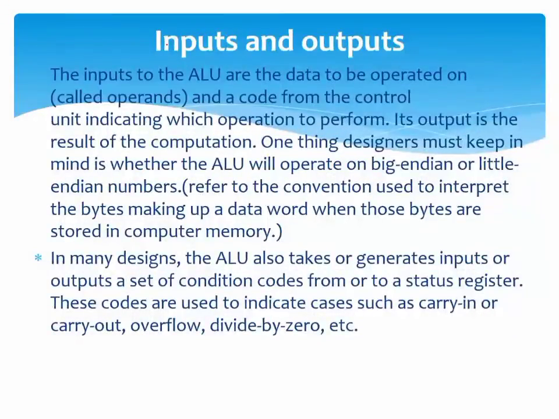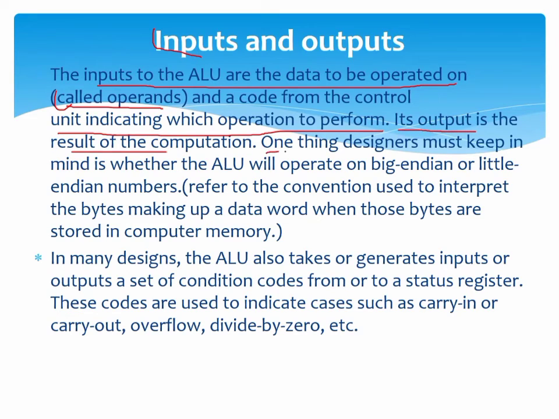So finally, inputs and outputs. The inputs to the ALU are the data to be operated on, and a code from the control unit indicating which operation to perform. Its output is the result of the computation. One thing designers must keep in mind is whether the ALU will operate on big-endian or little-endian numbers. For example, endianness refers to the convention used to interpret the bytes making up a data word when those bytes are stored in computer memory.